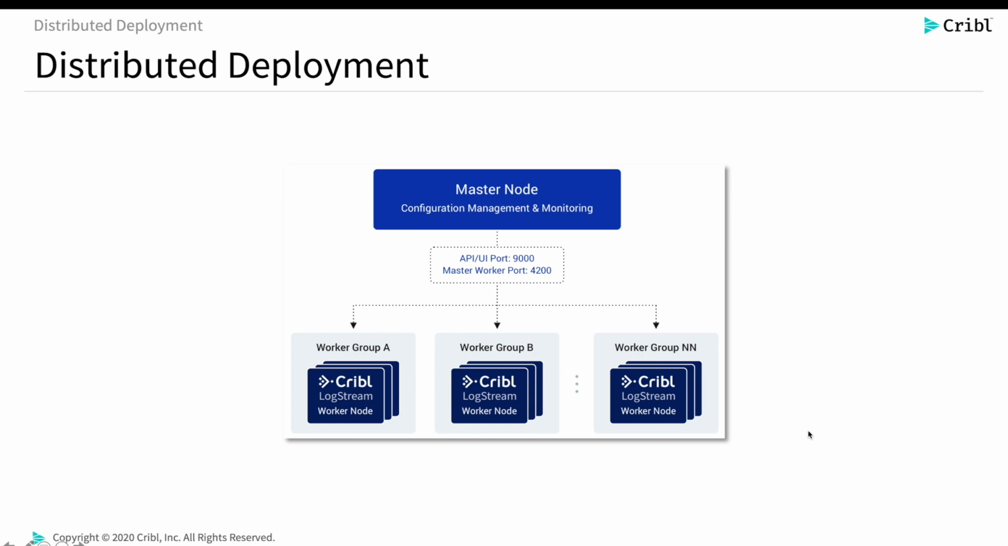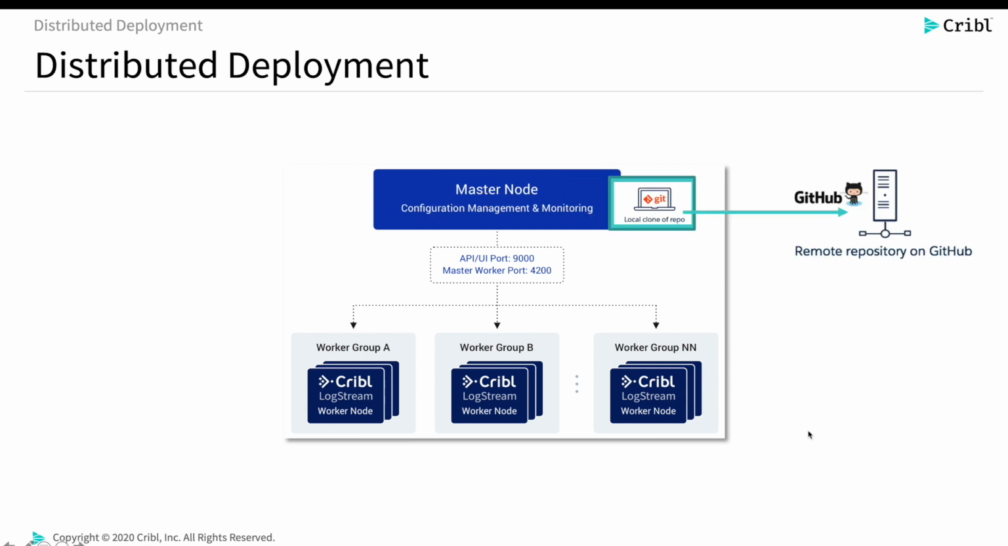In this video, I'm going to talk about what happens when a healthy LogStream deployment goes from this state to this state. For example, the hardware that supports the master node crashed, or the directory where the master node was installed was corrupted, and a few other scenarios. From a high-level point of view, the procedure is fairly straightforward.